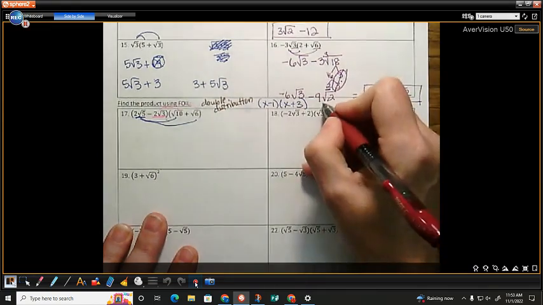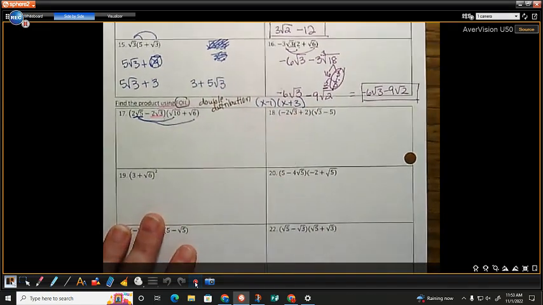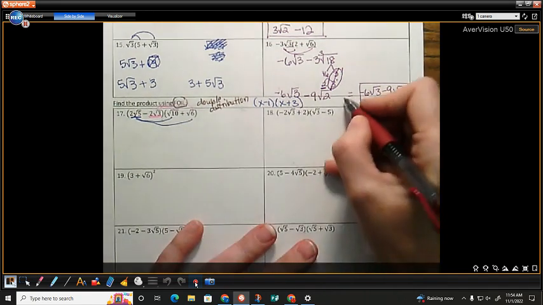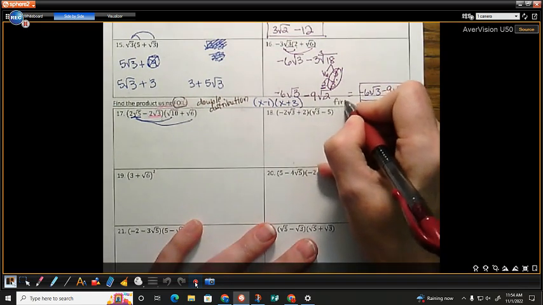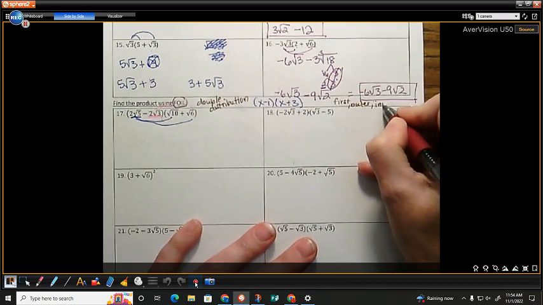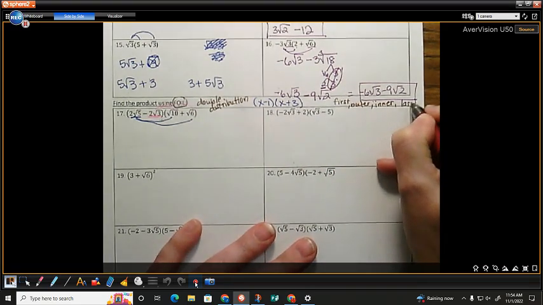And sometimes it's called FOIL. Did anybody ever hear about FOILing last year in algebra? Do you remember what the letters stand for? What do you think? First, inner, last. Uh-huh, very good. You can get some candy for that one. That's good memory. Okay.